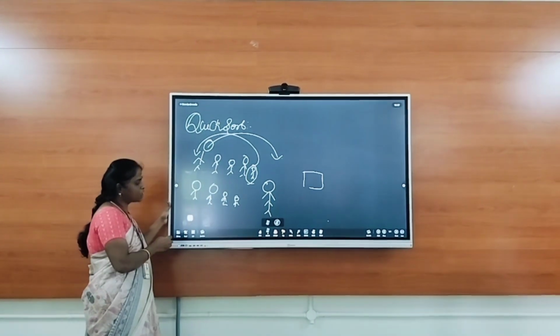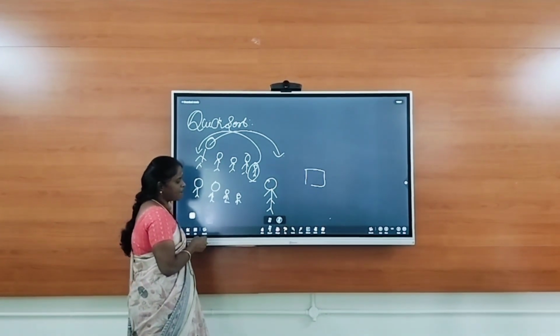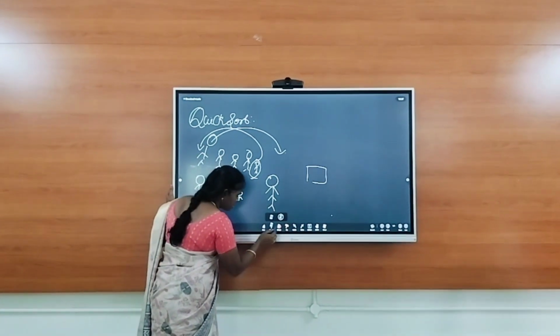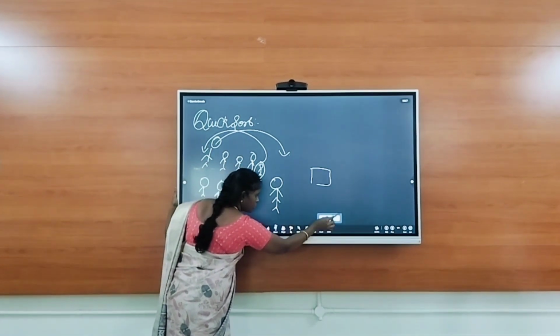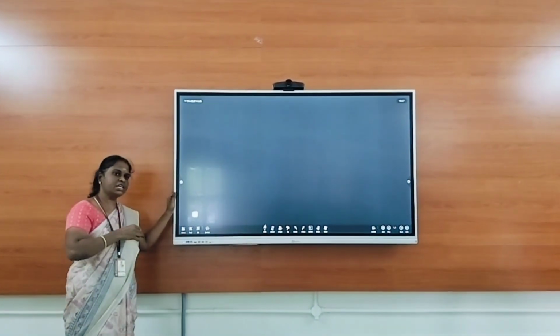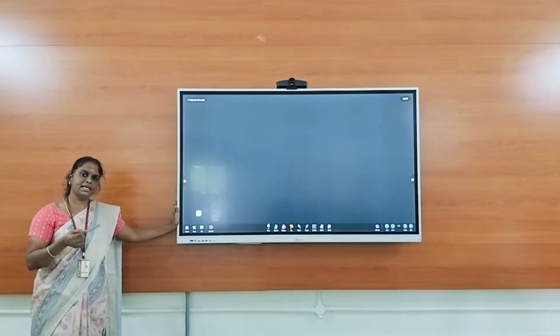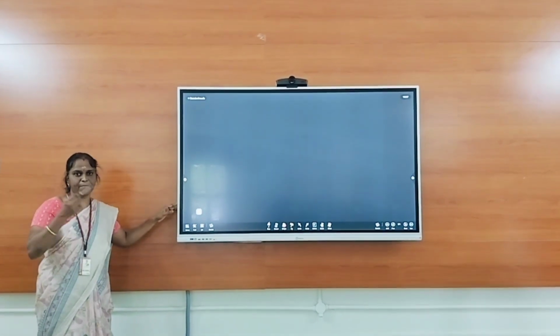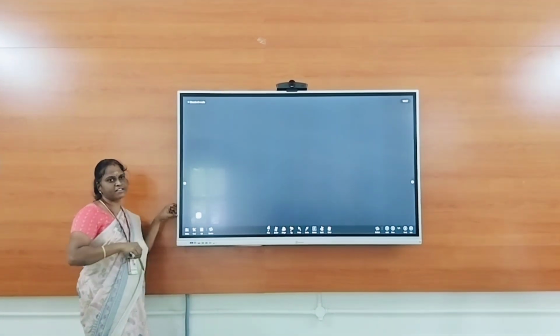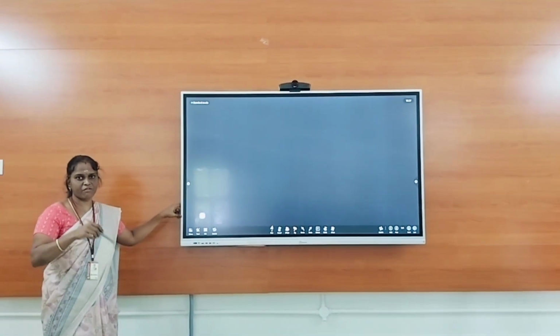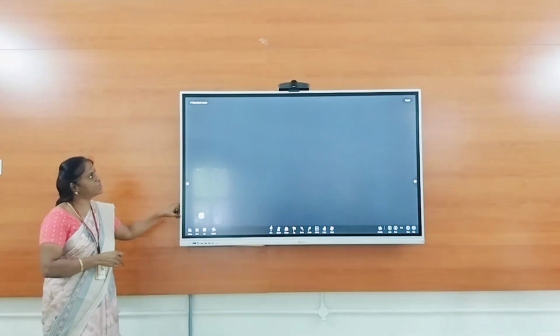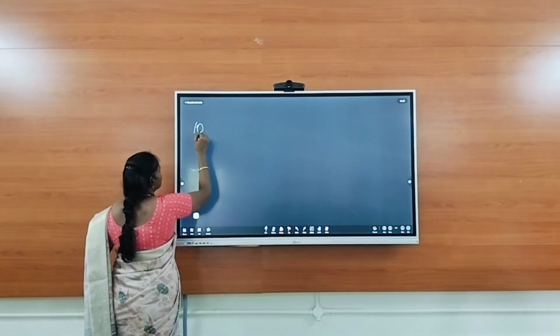You know that quick sort works on the divide and conquer methodology. So what is the divide and conquer methodology? We divide the problem into subproblems, and each subproblem can be solved separately. That is the way quick sort will work. Now we take some numbers to see how quick sort will work. So 10.